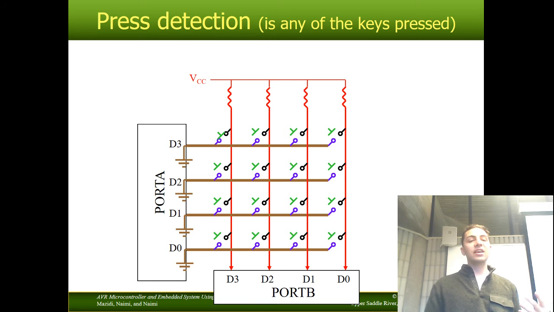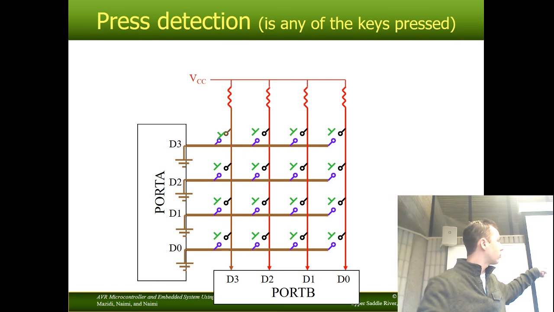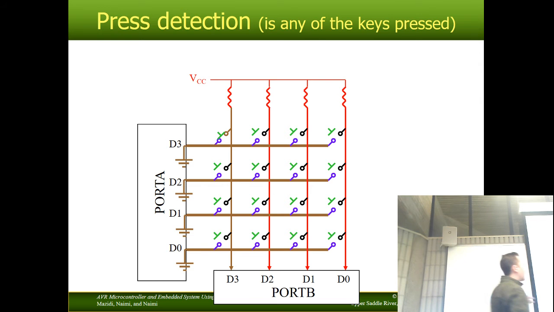What happens if any of the keys are pressed? Well, let's press the upper left-hand one. By connecting this together, I've got 5 volts above the pull-up resistor, but this is now shorted to ground, which means I no longer see F. That's all there is to detecting keys.